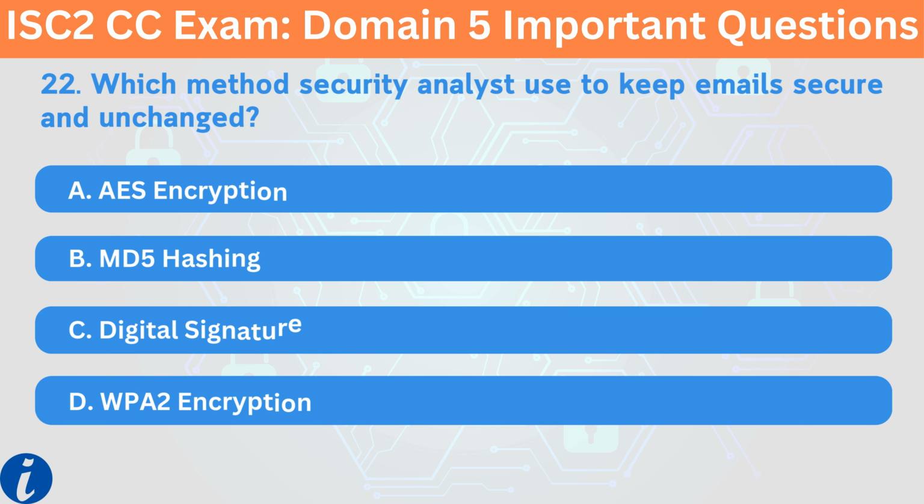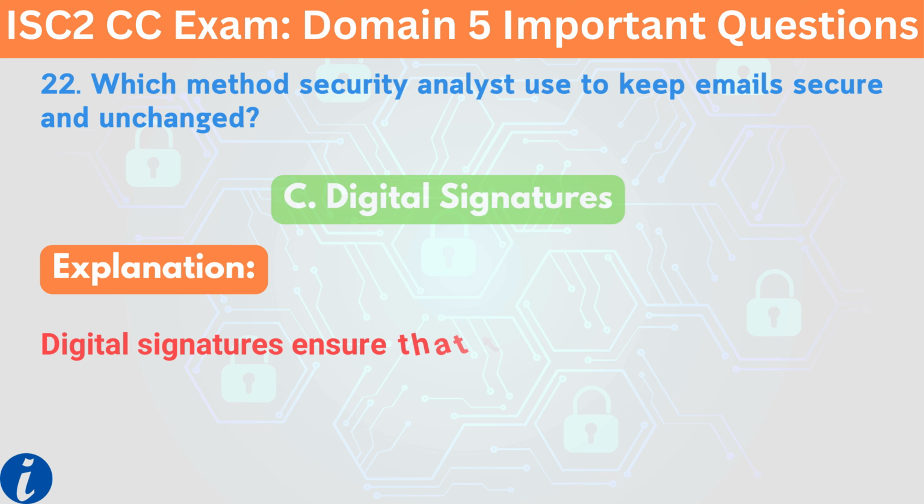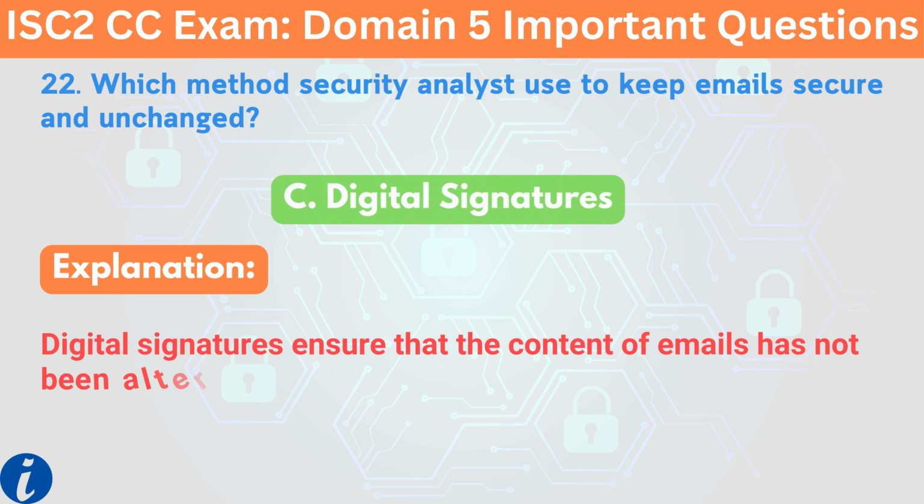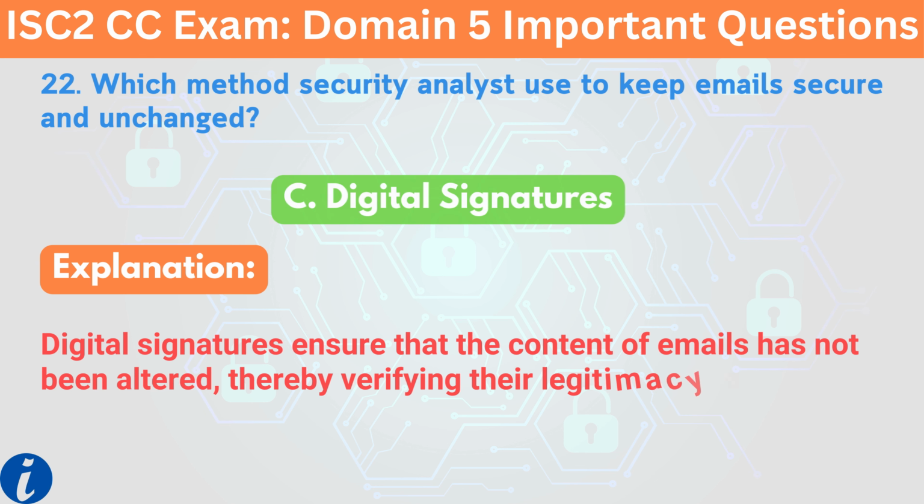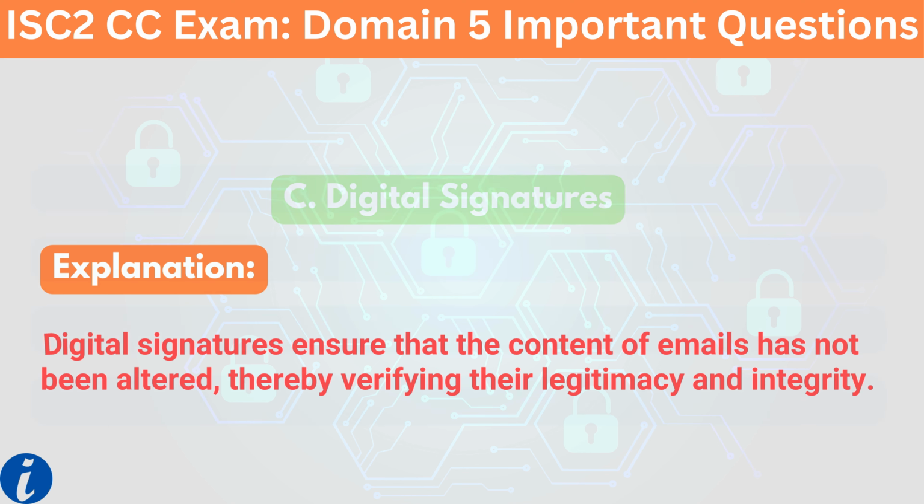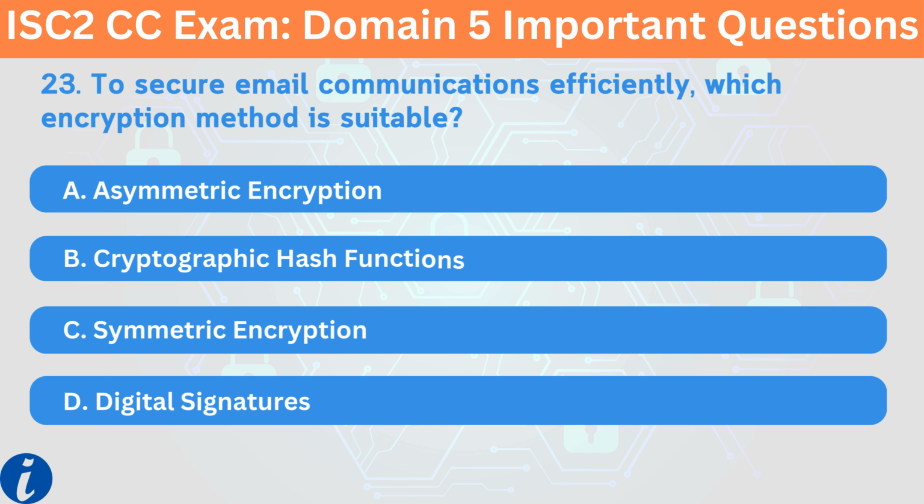22. Which method does a security analyst use to keep emails secure and unchanged? A. AES encryption. B. MD5 hashing. C. Digital signatures. D. WPA2 encryption. The correct answer is C. Digital signatures. Explanation. Digital signatures ensure that the content of emails has not been altered, thereby verifying their legitimacy and integrity.